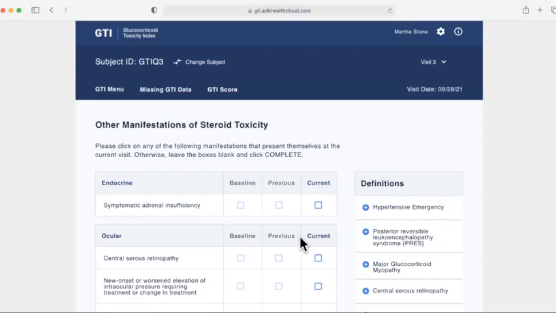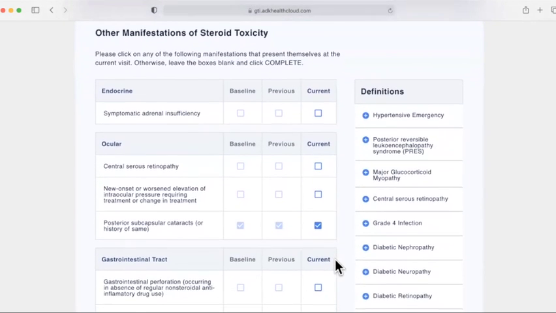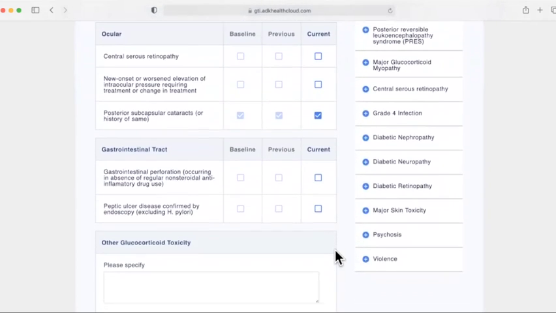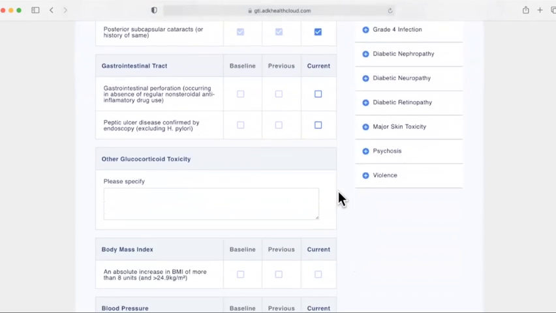So all of the domains that are weighted are now complete, and then there is only a checklist that one runs through with the patient and in one's mind to make sure that not any other steroid toxicities have been overlooked.